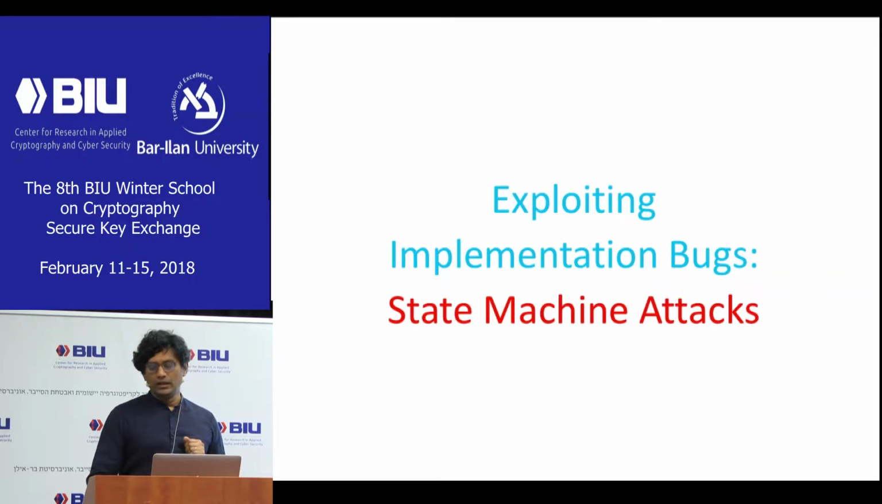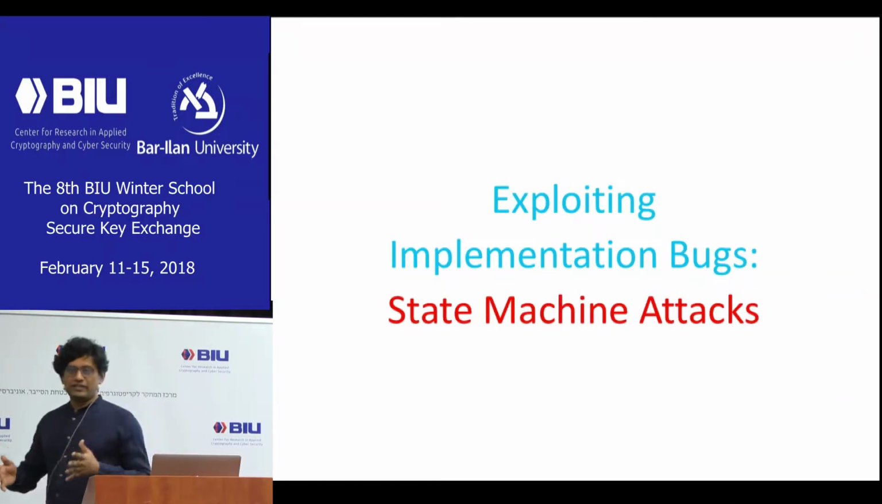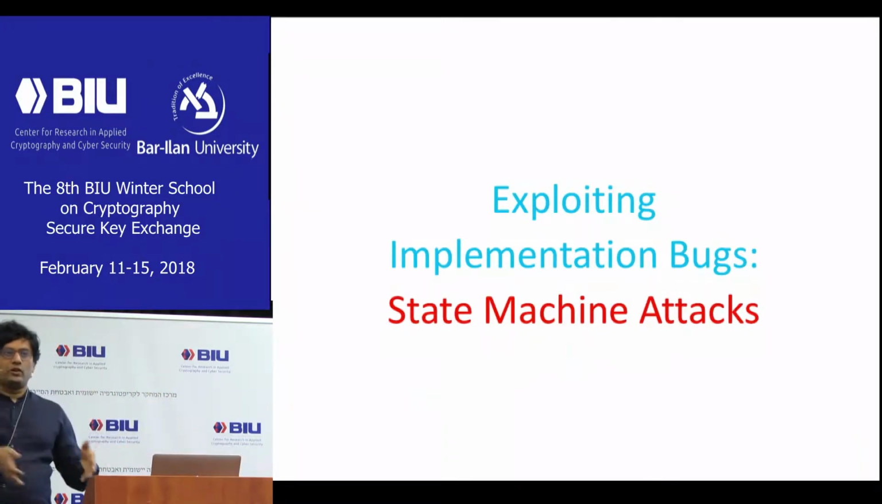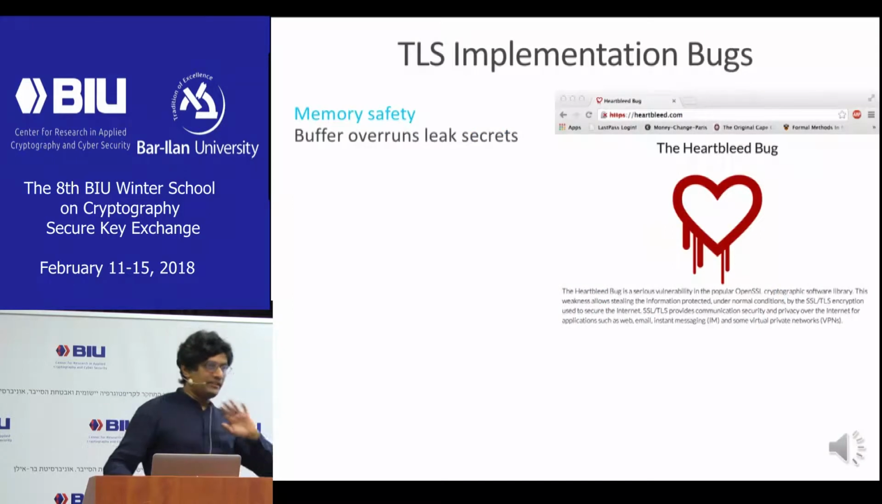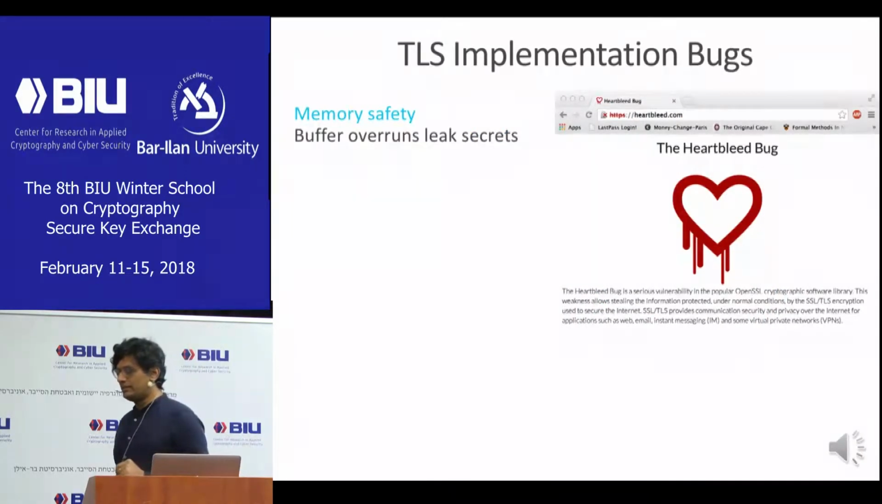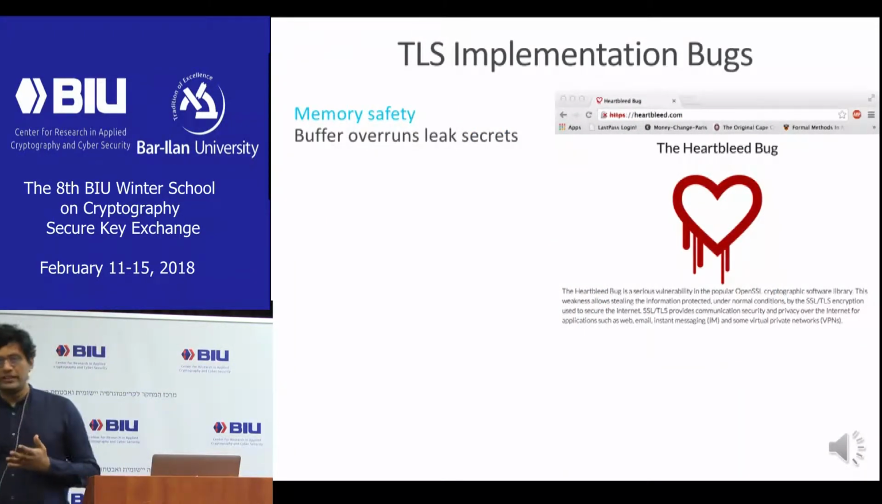Okay, skip. So the third category of bugs, I wanted to talk about the crypto weaknesses, I wanted to talk about logical flaws, and the third category of bugs I want to talk about is implementation bugs. So of course, when I talk about TLS implementation bugs, the first thing that you should think about, and the first thing that most people think about, is Heartbleed.